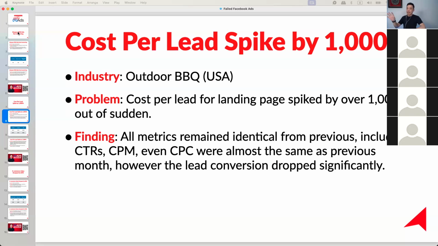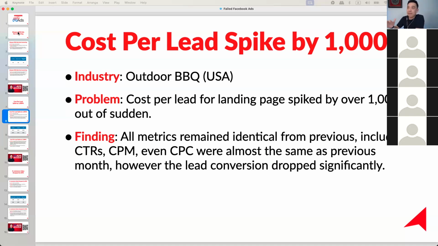But the problem they're having is that the cost per lead for the landing page spiked by over 1,000% all of a sudden. So when we dove in, all metrics remained identical from the previous weeks: the CTR, CPM, CPC, and everything was the same. What we can derive from this is that if your CTR and CPM remain the same, the campaign is actually pretty stable, as in the creative is performing as it usually does.